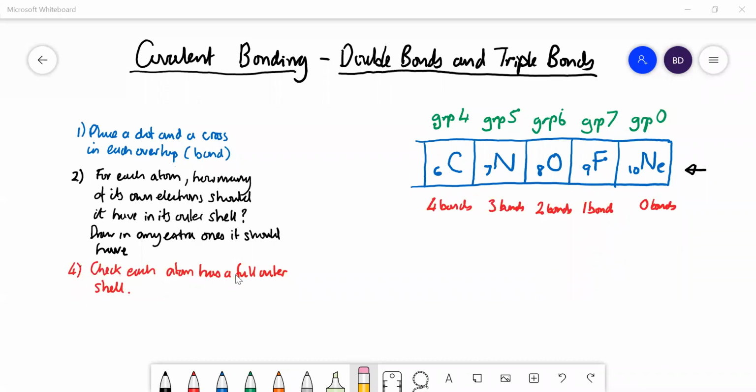Okay, in this video, we're going to talk about covalent bonding. We've talked previously about single covalent bonding and how to draw a dot cross diagram. And now we're going to talk about when you have a double bond or a triple bond.